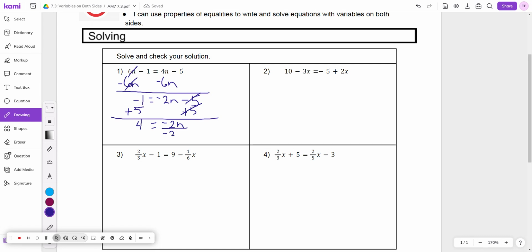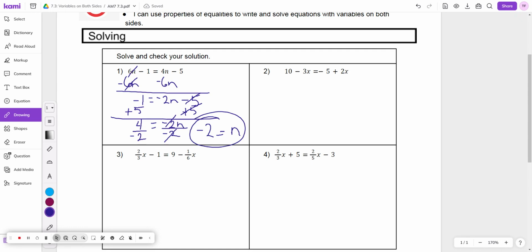Then divide both sides by negative 2. My negative 2's cancel out on the side with my variable, leaving me with just n is equal to, now 4 divided by negative 2 gives me negative 2.